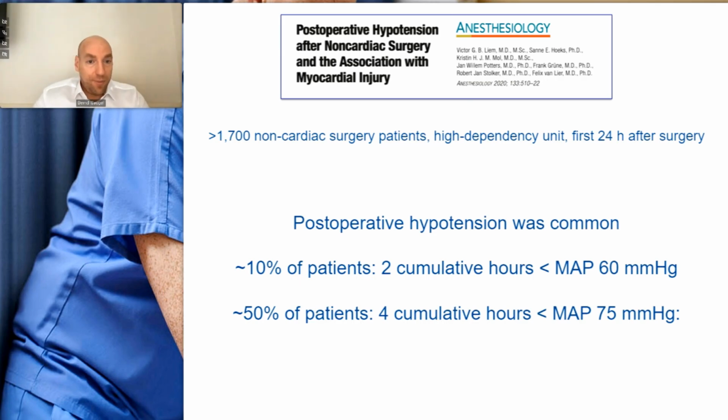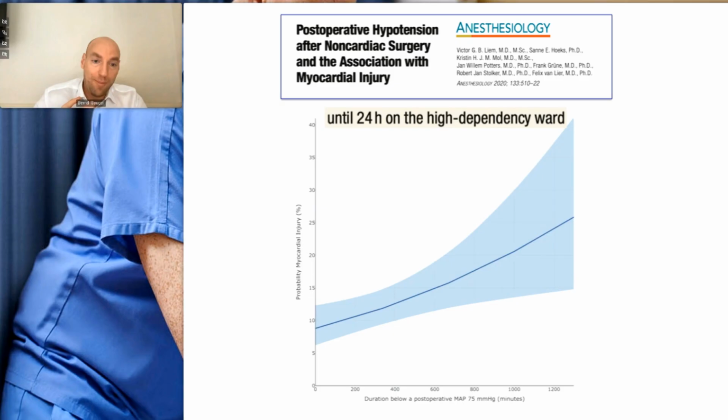This was confirmed by another study, more than 1,700 non-cardiac surgery patients who were treated in a high dependency unit. Again, postoperative hypotension was common, about 10 hours with a mean arterial pressure of less than 60 millimeters of mercury. And this hypotension, again, was associated with risk for developing myocardial injury.